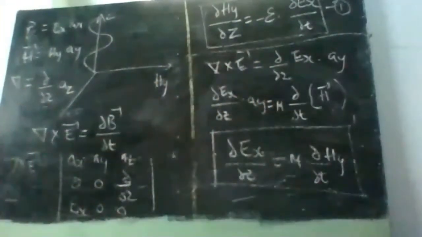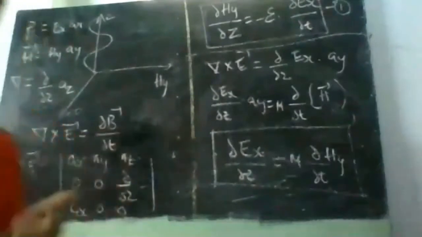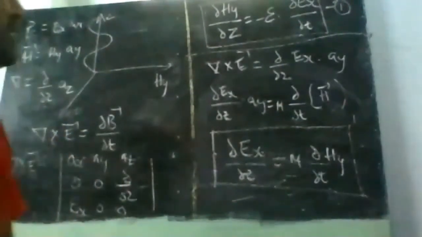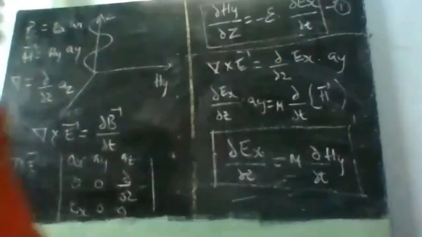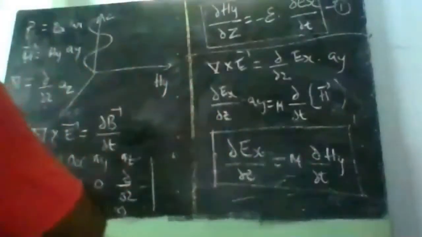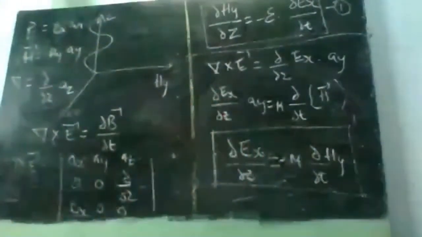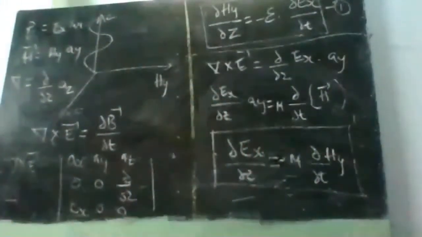But if we are asked to demonstrate the uniform plane waves, sir, again it will be minus. Yes. Is it again minus? Yeah. Correct. Fine. So minus mu into dou Hy by dou z. Correct.